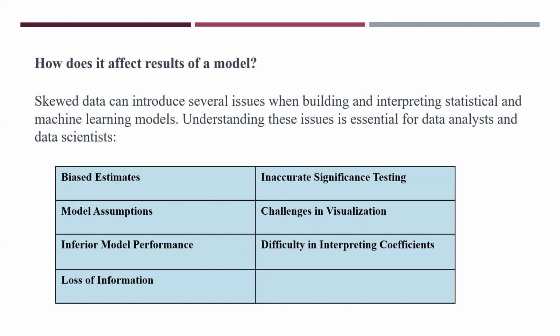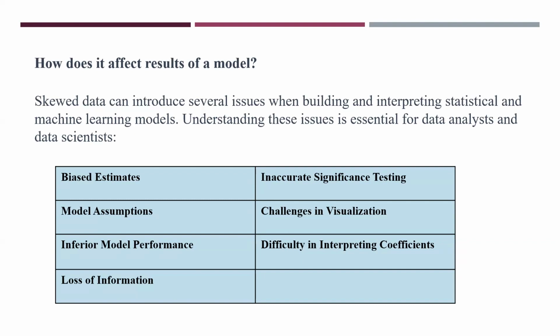Then comes loss of information. Extreme values in skewed data can be underrepresented, leading to a loss of information. These extreme values may contain valuable insights or outliers that could be important for decision making or anomaly detection.